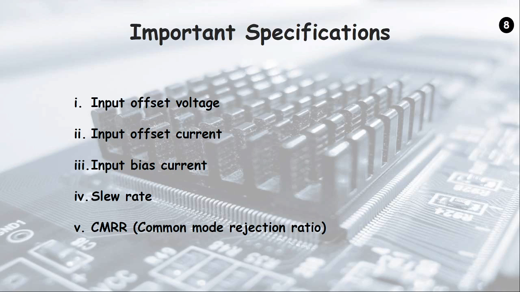So what are the specifications of this IC? These are very important terms. We have to remember them because in viva these terms are commonly used. The important specifications are input offset voltage, input offset current, input bias current, slew rate, and CMRR, that is the common mode rejection ratio. We'll discuss them one by one.